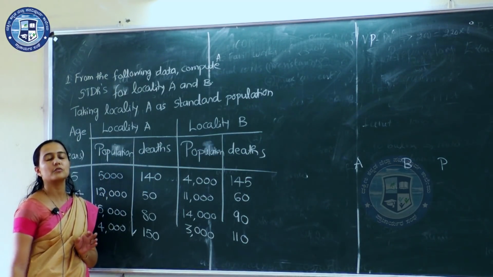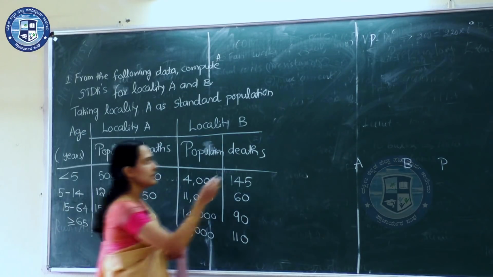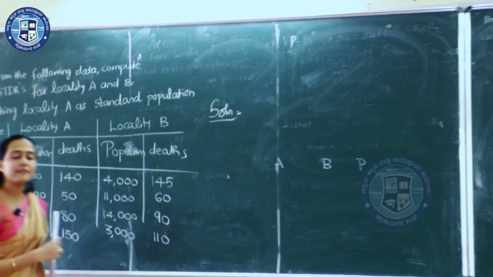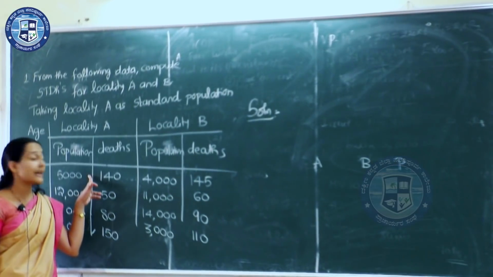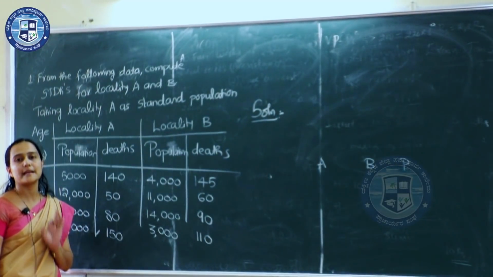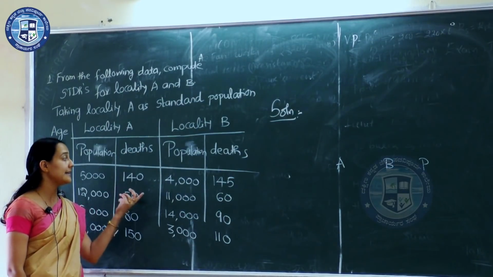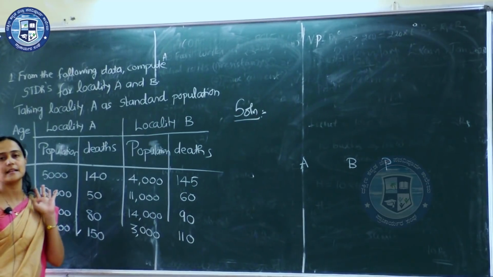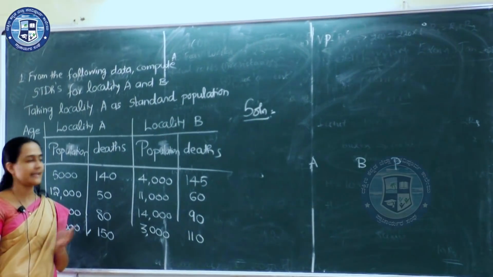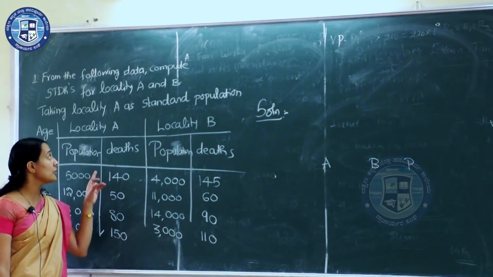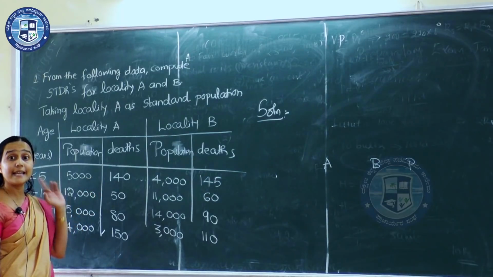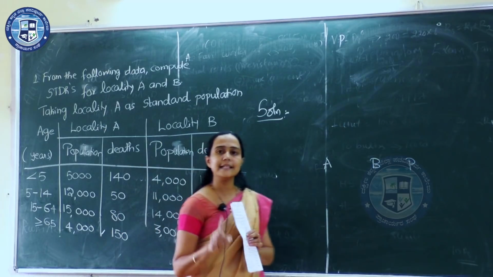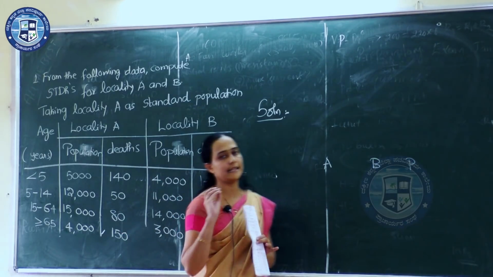In such questions, how to find STDR? See, since A itself is the standard population, locality A's STDR is the same as its CDR. This is the shortcut method: whichever population is given as the standard population, its STDR is the same as its CDR. No need to compute STDR by taking ASDRs and all. So for locality A, the STDR of A is the same as the CDR of A.